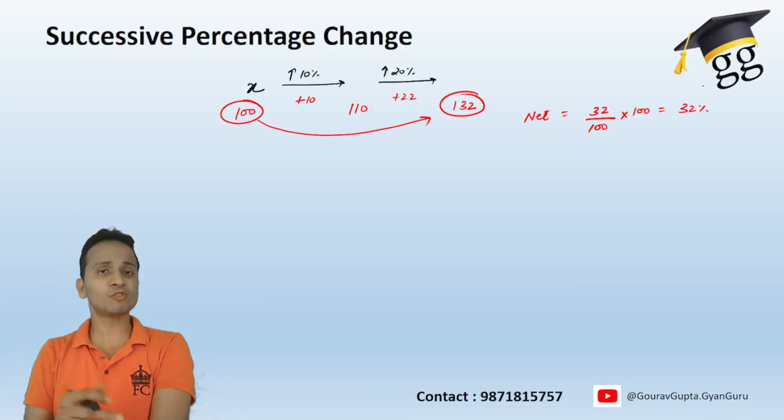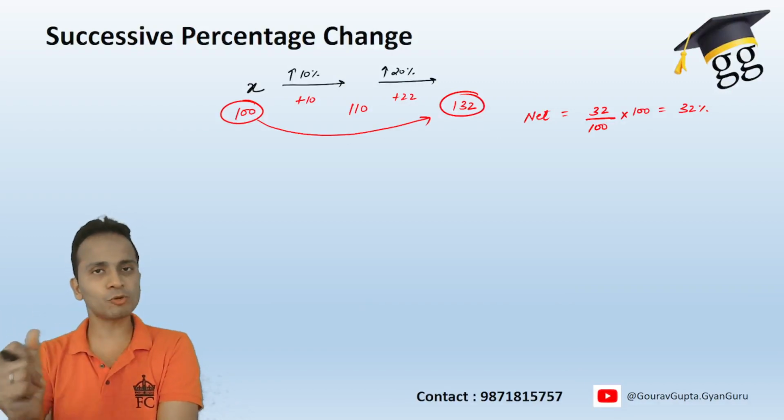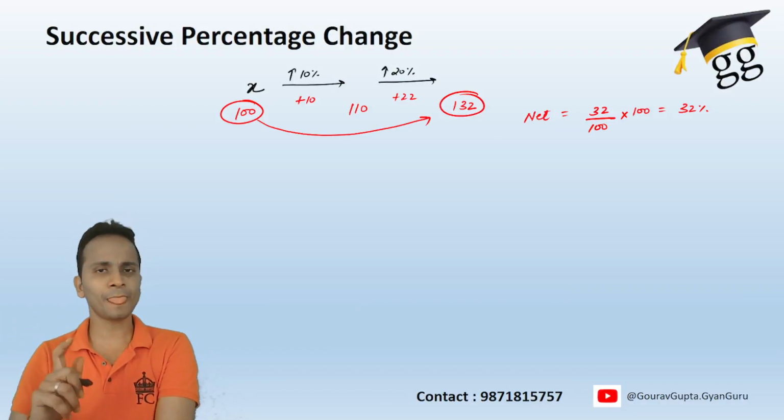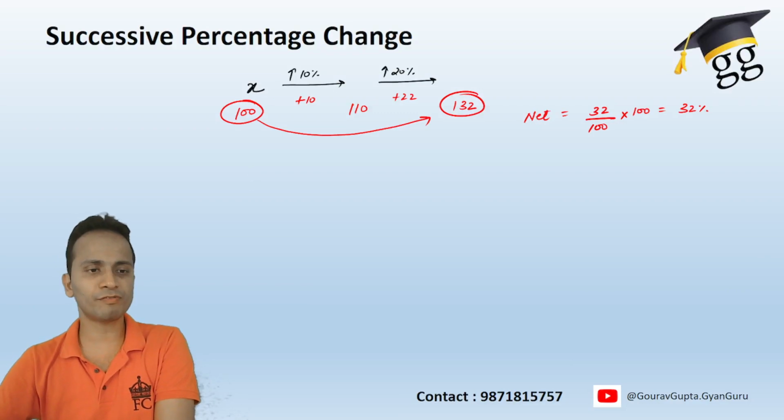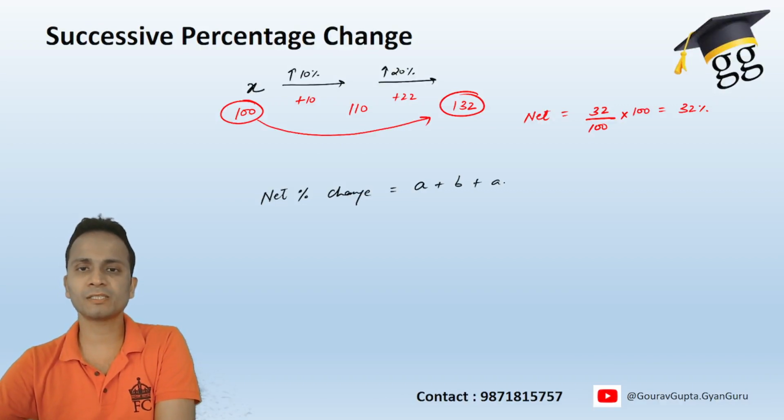Now in this case, I've spent a good amount of time in finding the net percentage change. अब ये वाला process fast कैसे कर सकते हैं? So there is a direct formula for finding net percentage change. तो मैं वो formula लिखता हूँ and then I'll explain that formula. So net percentage change, the formula is A plus B plus A multiply B divided by 100.